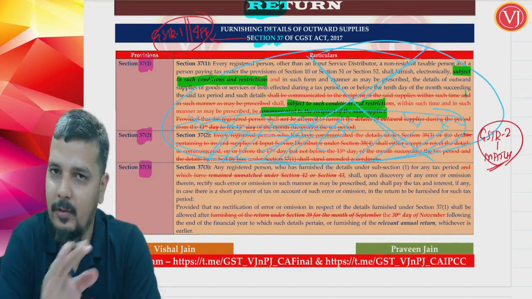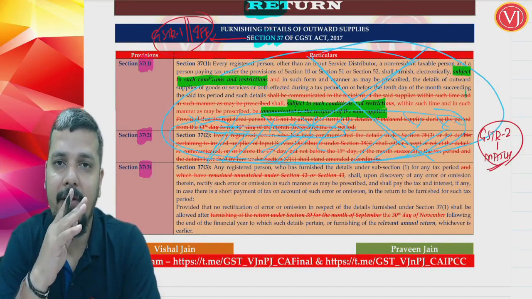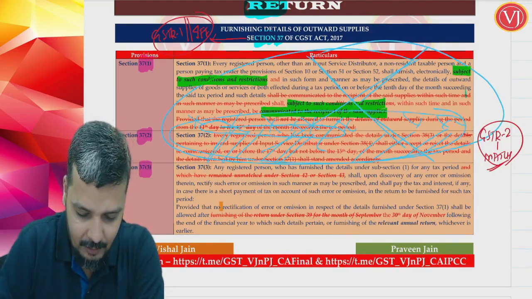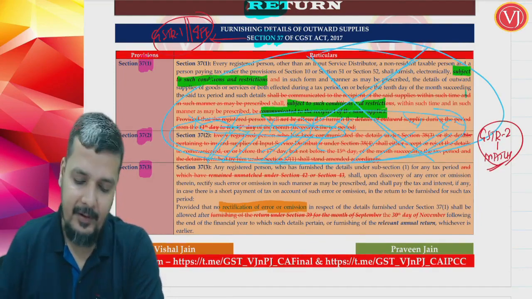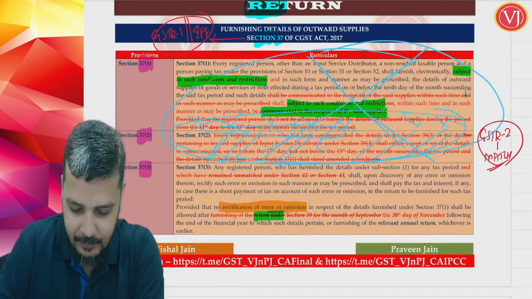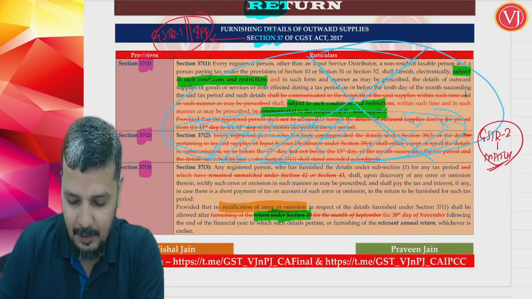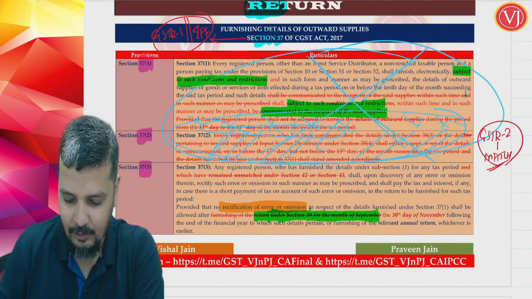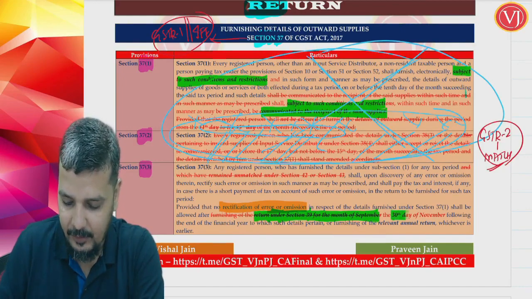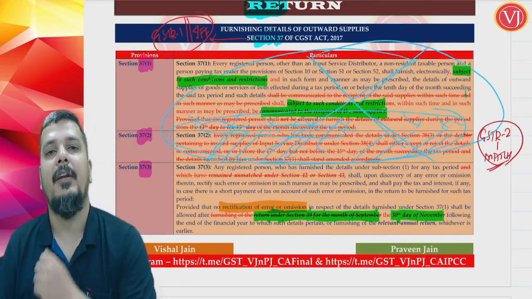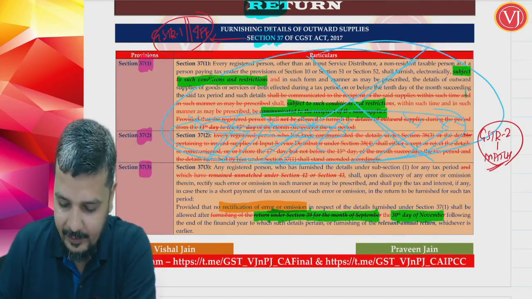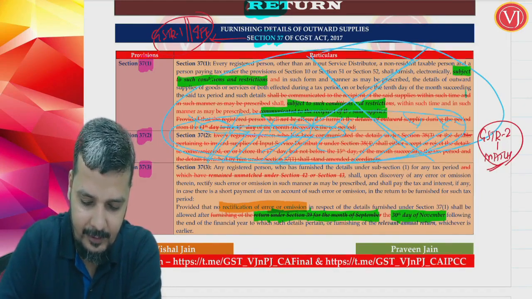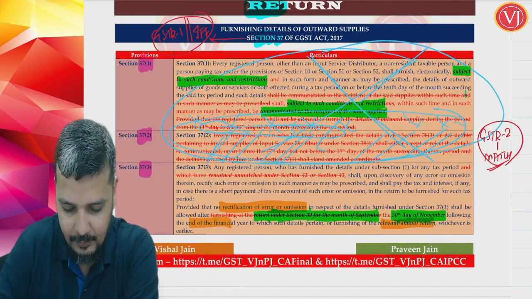Can you revise your returns? No, you cannot revise your returns. Can you rectify them? Yes, rectification is possible. So when you talk about rectification of error or omission, previously the rectification due date was the September month return of the next financial year, or the actual date of the annual return of that financial year. Now they have changed it to 30th of November everywhere. Be it your input tax credit, be it your credit note, the last date is now the 30th day of November following the next financial year, or the actual date of filing the annual return, whichever is earlier.